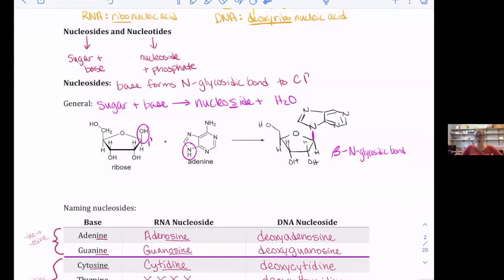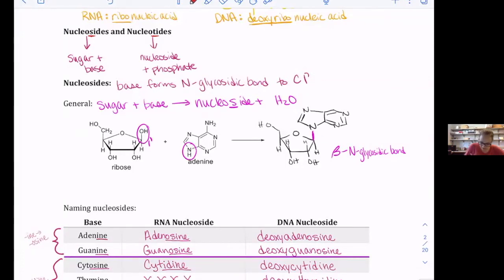Okay, so we talked about the general structures of nucleotides, but now we have something a little bit different, but it's also similar but different. We need to talk about nucleosides and nucleotides. So there's the S here for nucleosides, T for nucleotides. Nucleosides are just the sugar and the base. They do not have a phosphate on them, whereas nucleotides have the phosphate, that third part.